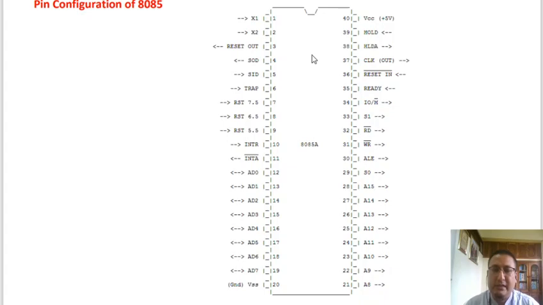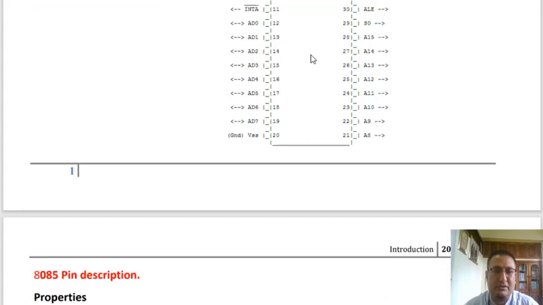S0 29, ALE 30, WR 31, RD 32, S1 33, IO/M bar 34, READY 35, RESET IN 36, CLK OUT 37, HLDA 38, HOLD 39, and power VCC 40. So these are the 40 signals that are sent through the 40 pins of the 8085 microprocessor.